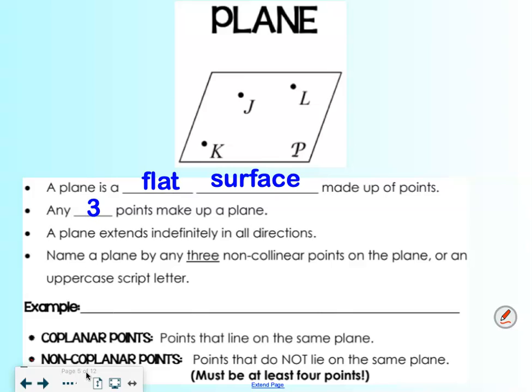So do you guys see how this letter doesn't have a dot by it? So that's not a point. That's naming the plane. So I can call it plane P. Good work. So you can use that letter to name it. Or 3 points. So what would my 3 points be? Yep, and you can do any order you want, as long as you have 3 of them. So plane KJL.